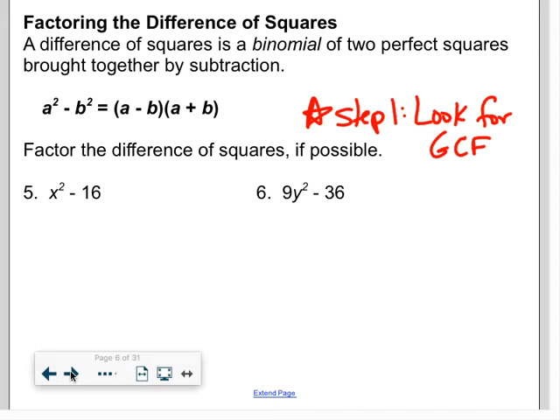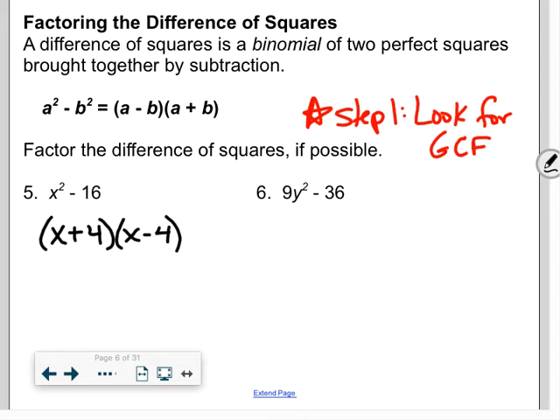So in number 5, if I have x squared minus 16, this is what we call a difference of two perfect squares. And what I mean by a perfect square is x times x is x squared, 4 times 4 is 16. This is going to factor, and it doesn't matter if you put the plus or the minus first. You just need one of each. So this is x plus 4 times x minus 4.